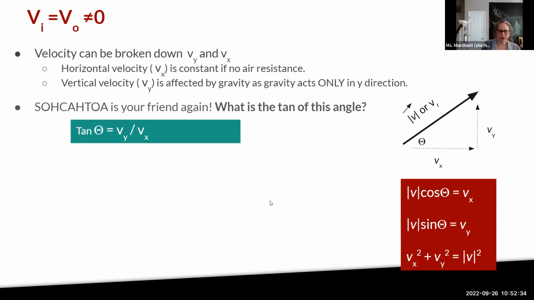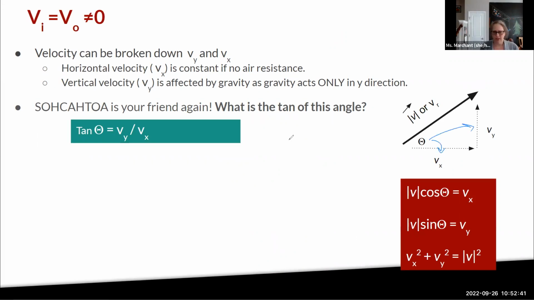So what is the tangent of this angle? Tangent is equal to opposite over adjacent, Vy over Vx. What if they don't give us the angle and we have to solve for the angle? Then you take the tangent^-1, or the arctan, and what you do to one side, you do to the other. So the tangent^-1 of Vy over Vx is going to give you your theta.